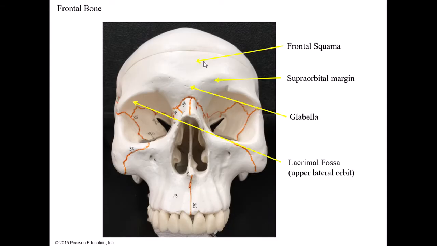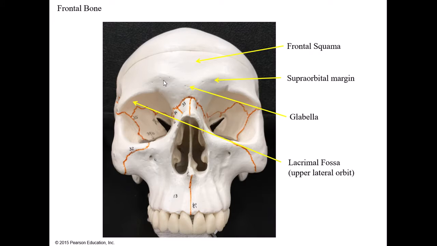So here is our model. You can see the frontal bone here. All of this flat part would be the squama. Here's the supraorbital margin, that kind of ridge right there, the glabella. Then under here, we could see it a little bit better. All of this kind of shallow depression, all in here is where the tear gland would sit. So we call this the lacrimal fossa.